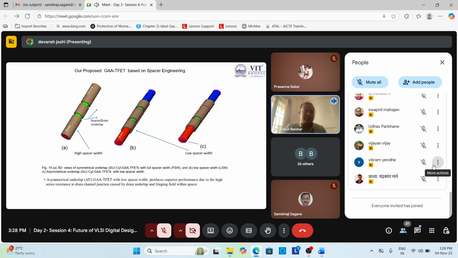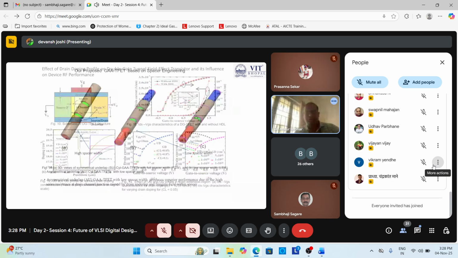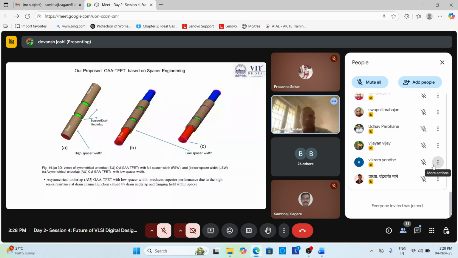So here we have a drain doping profile on a double gate. Now, we already have the three structures, like you can see here, where we have a low spacer width and we have a high spacer width. Three devices that we have comparatively compared and optimized here.